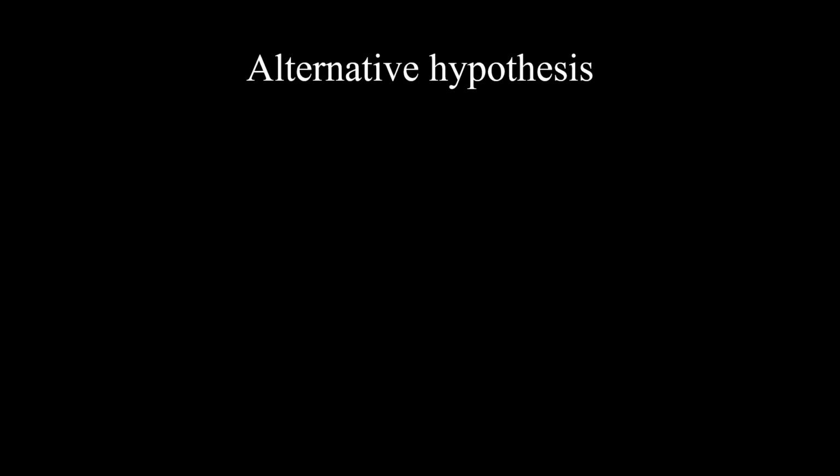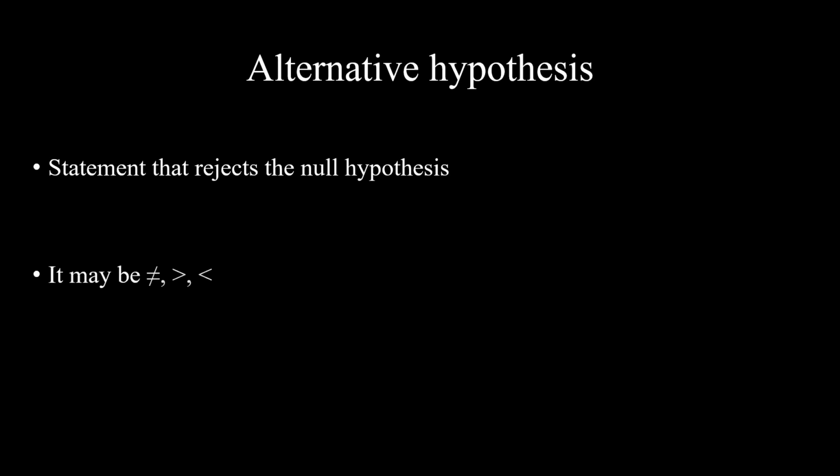The alternative hypothesis rejects the null hypothesis and states that there exists a difference or inequality between groups. It may prove to be an inequality, or one group might be superior or one group may prove to be inferior.